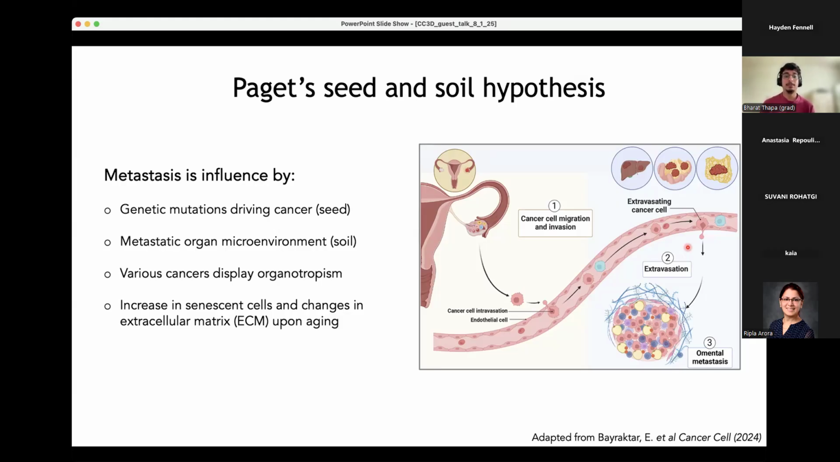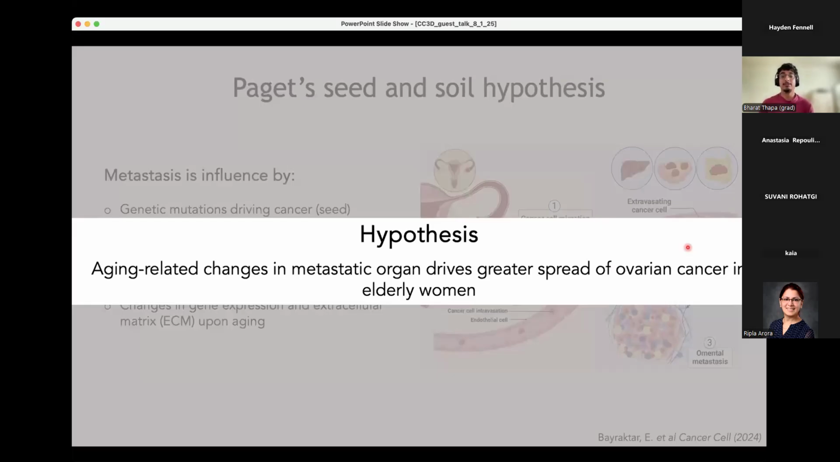For example, in the peritoneum, there's a lot of change in the extracellular matrix. With aging, the senescent cells, which I'm going to be referring to frequently as H cells, are cells which have accumulated damage and have become really elongated, and I'll show you some pictures of them. They accumulate with age, and their number goes on increasing. So clearly, there are a lot of changes happening upon aging in the soil region, in the microenvironment, in the peritoneum, which has the mesothelial cells, and so could that be driving this greater spread of ovarian cancer? So this was my hypothesis, which I started with.